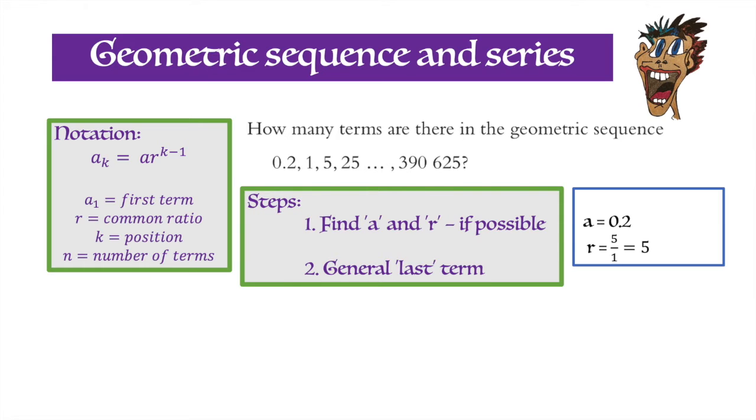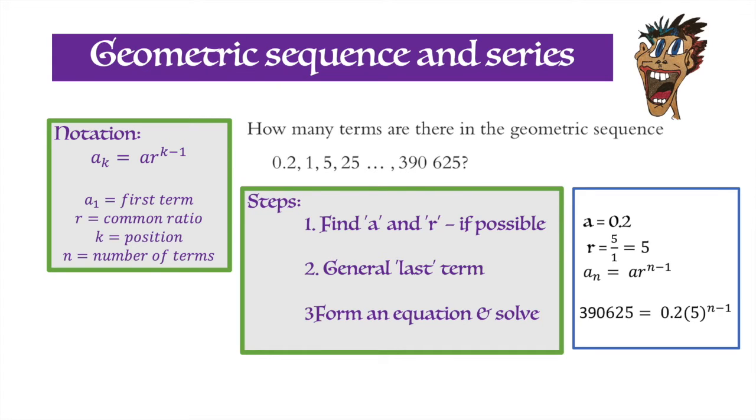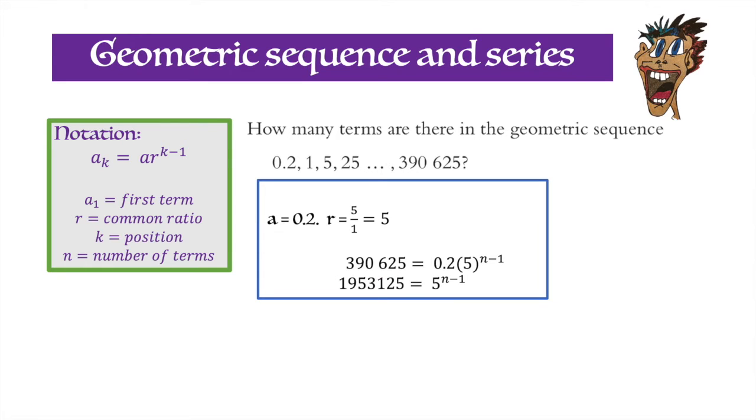I know the general last term, so I can use this to say the general last term is there. And if I know that the value of that equals 390,625, I can write my equation like this. So now I need to solve this equation.